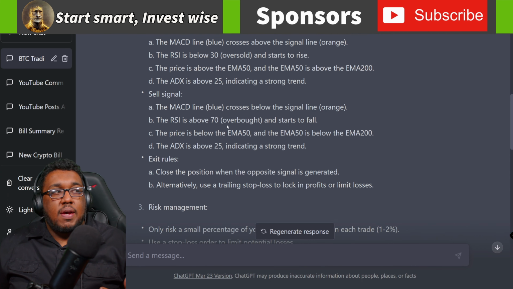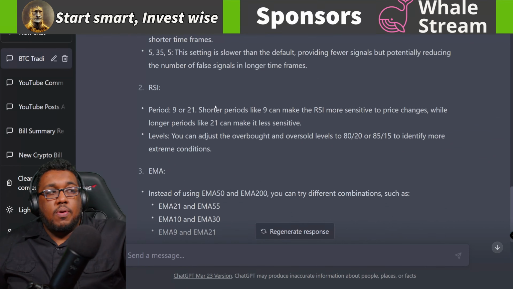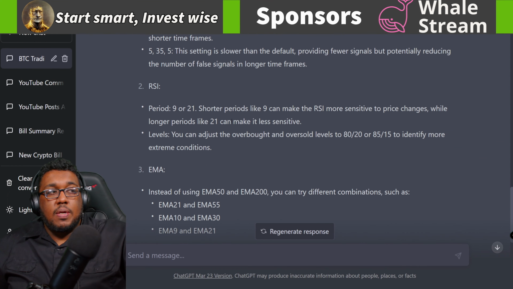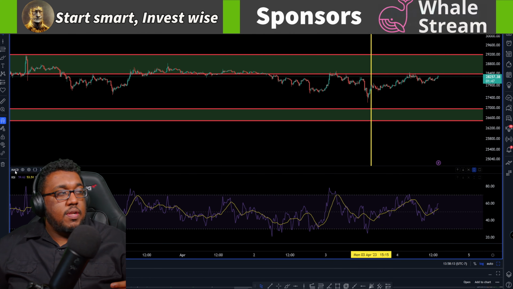Remember what ChatGPT said about this? The RSI is below 30, oversold, and starts to rise. But if we go down here to our second part, as far as RSI, we can change these numbers up a little bit more and make them more precise. You guys can go over here if you wanted to. Go to the settings tab. Oops, didn't mean to do that, but that's fine.